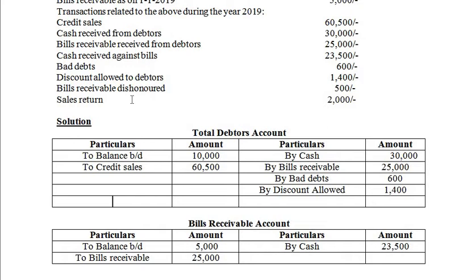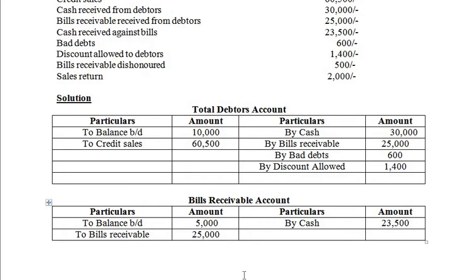If the bills have been dishonored, you have made sales but you are unable to receive that particular cash. That is nothing but bills receivable dishonored. That is nothing but debtors account debit. What will be the entry for bills receivable dishonored? Debtors account debit to bills receivable account.